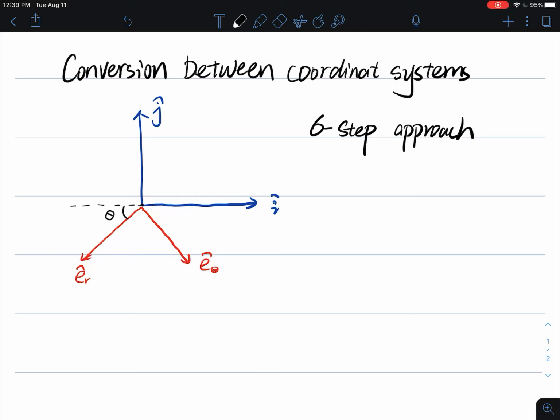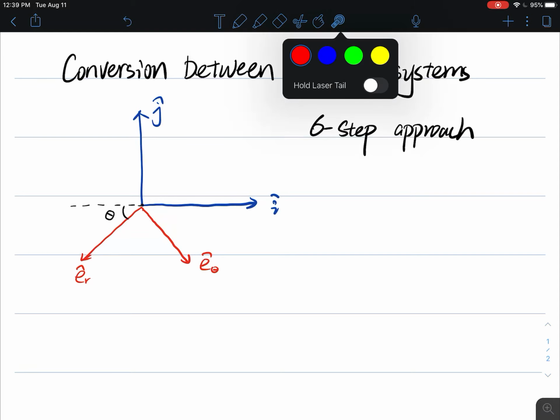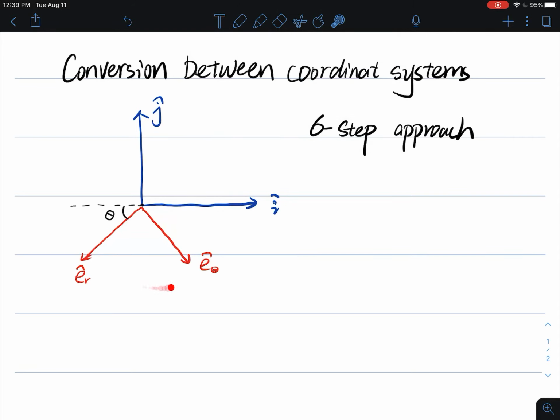Alright, today we're going to talk about the conversion between coordinate systems. And I'm going to show you this 6-step approach to conversion between two coordinate systems. And so here, let's look at what we have. Here we have two coordinate systems, i and j, and e_r, e_theta as another coordinate system. And the angle between these coordinate systems is given as theta. Theta is the angle here between e_r and i.